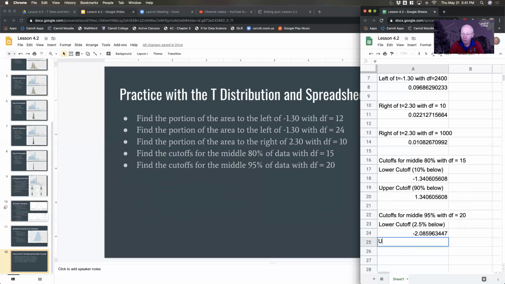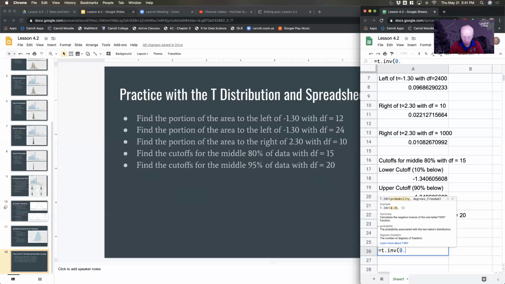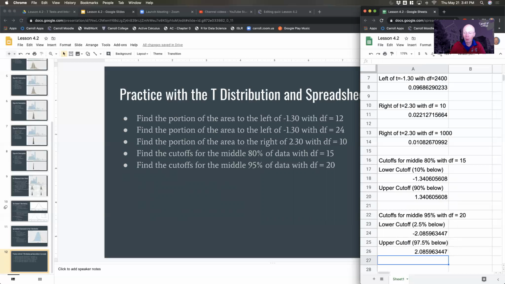There's one cutoff. My upper cutoff is 95% in the middle, 2.5 in each tail. So I want the middle plus the left-hand tail. That's 97.5% below. So t.inv of 0.975, comma, my degrees of freedom. Okay, and now I know that between 2.08 negative and 2.08 positive, I've got 95% in the middle.